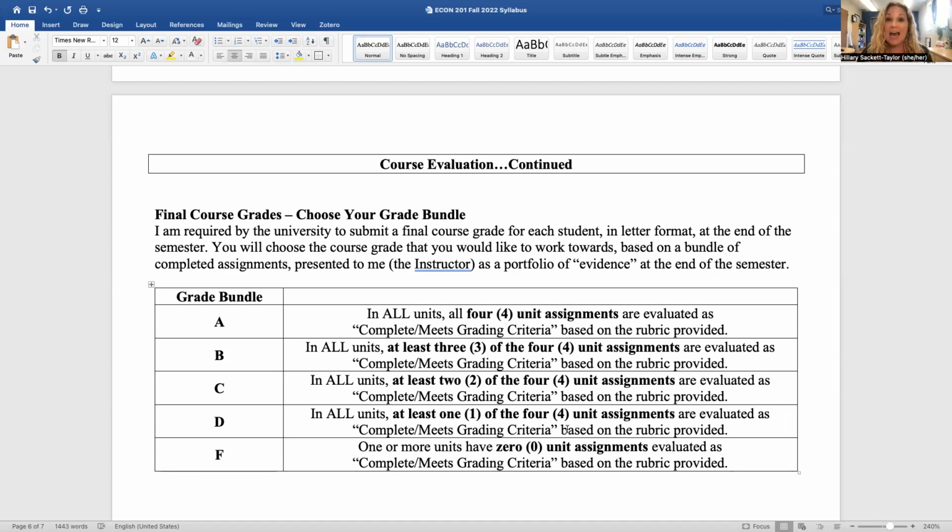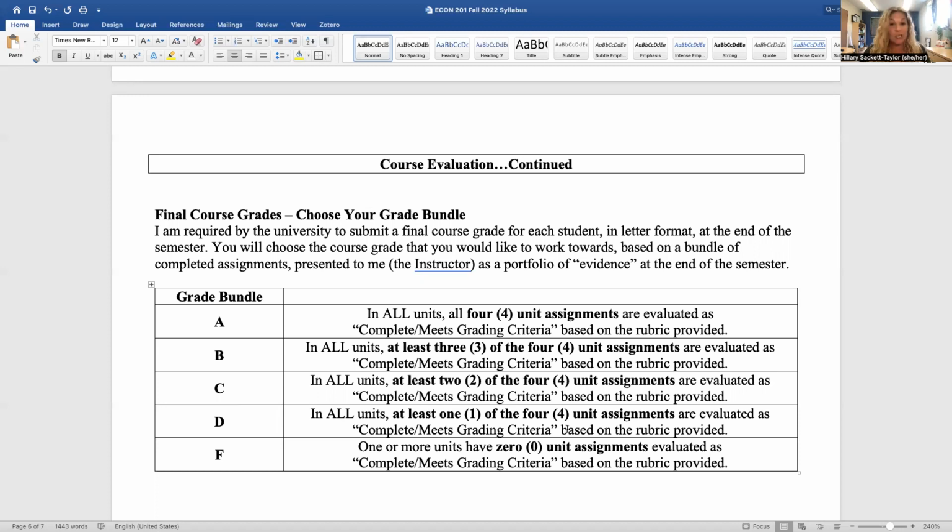A grade bundle of A is earned by having all 4 assignments evaluated as complete and meeting grading criteria in all units. So 4 for 4. A B means that 3 of the 4 meet grading criteria in every unit. A C, 2 of the 4 assignments. A D, 1 of the 4 assignments. And an F means that 1 or more of the units has 0 assignments that meets grading criteria.